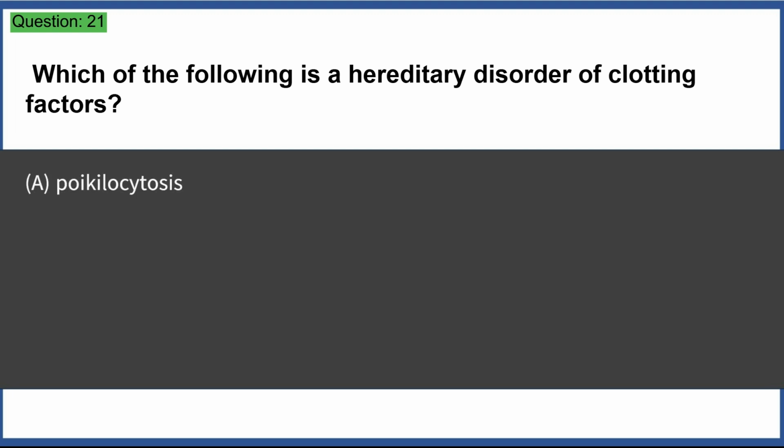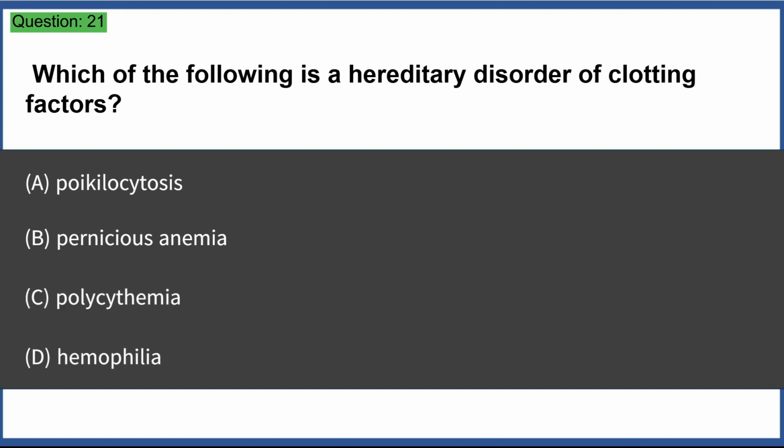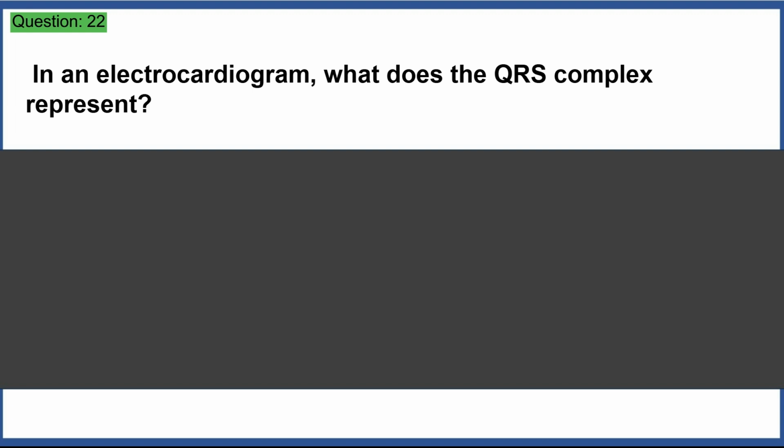Which of the following is a hereditary disorder of clotting factors? A. Poikilocytosis, B. Pernicious anemia, C. Polycythemia, D. Hemophilia. Answer: D. Hemophilia.